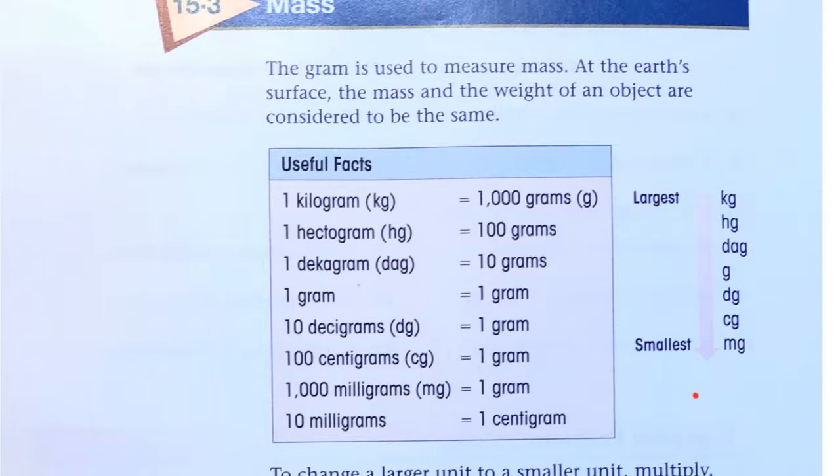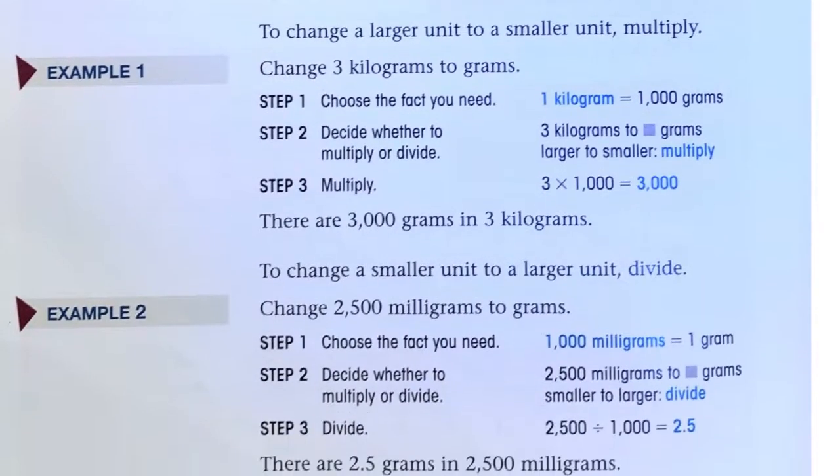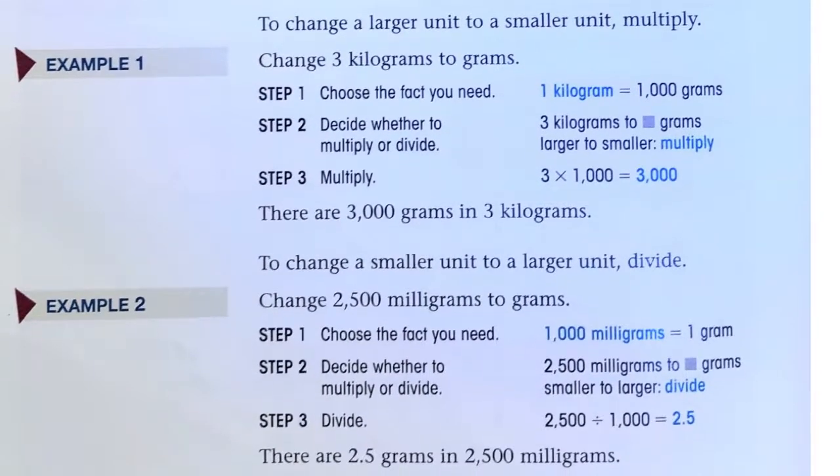And then we have from the largest to the smallest unit of measurement, kilograms, hectograms, down to the milligrams. To change a larger unit to a smaller unit, multiply. For example, change 3 kilograms to grams.